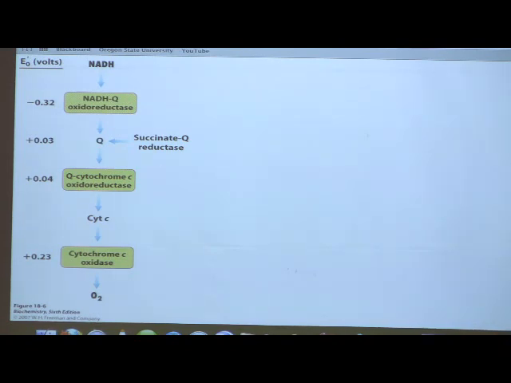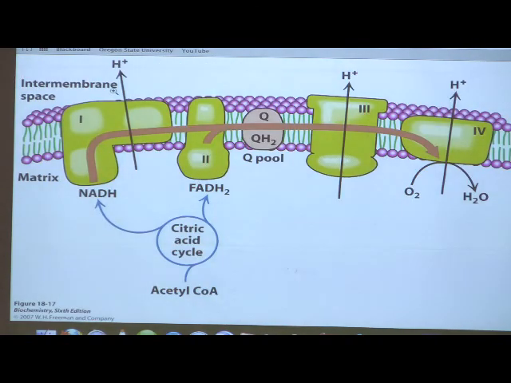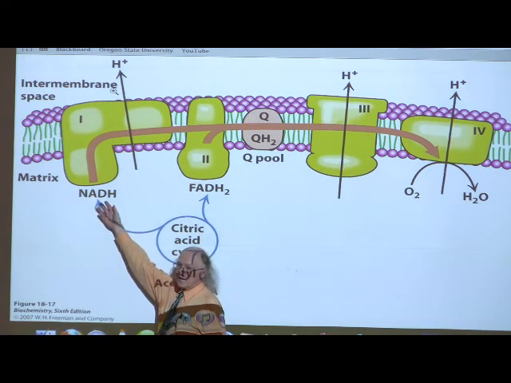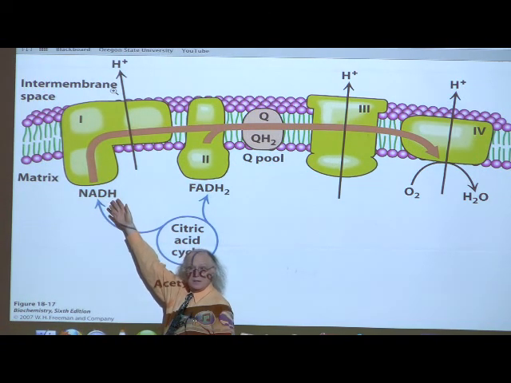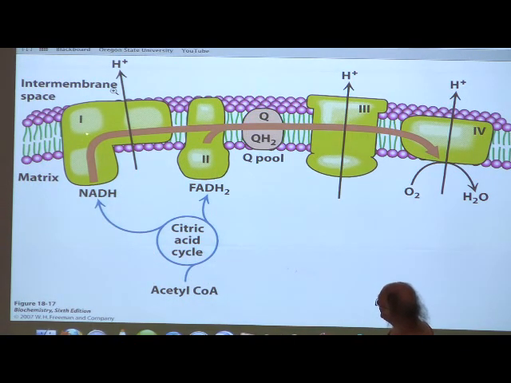Now, that is what happens with the electrons. This schematically shows you the same process and adds a couple more elements to it. Here's complex 1. Here's NADH. It's been produced. Remember, this is happening in the matrix, so this has been produced in the citric acid cycle. It could have been produced by fatty acid oxidation also. We'll talk about that later. But NADH has been produced in the matrix. It donates its electrons to complex 1.